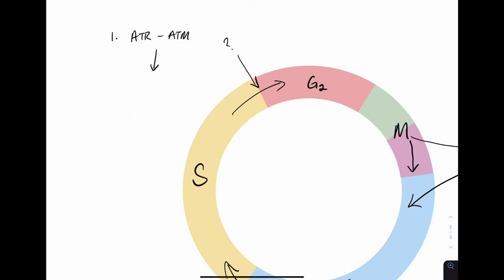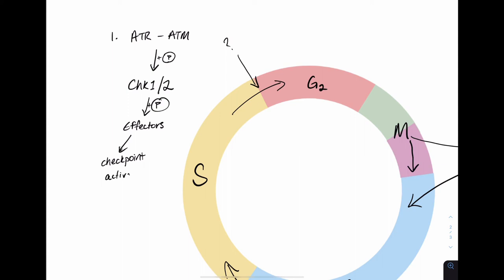Together, ATR and ATM detect DNA damage and respond by phosphorylating checkpoint kinases 1 and 2. Checkpoint kinases 1 and 2 are then able to phosphorylate downstream effector proteins to ultimately lead to checkpoint activation. And so it is believed that there is an intrinsic S to G2 checkpoint that is enforced by the ATR protein kinase. Further to the ATR protein, there is also the CDC protein.